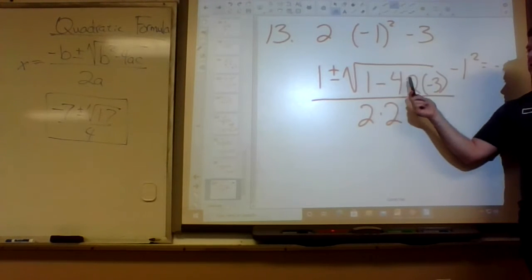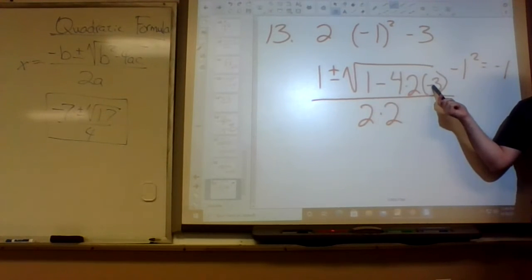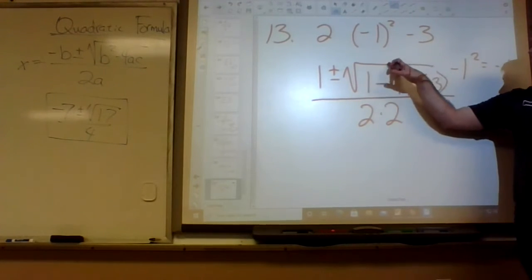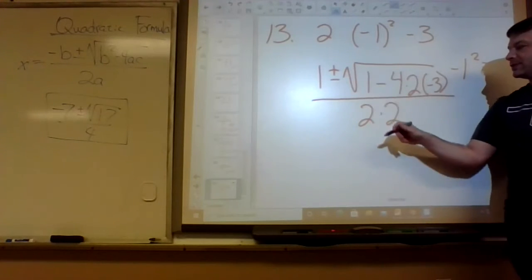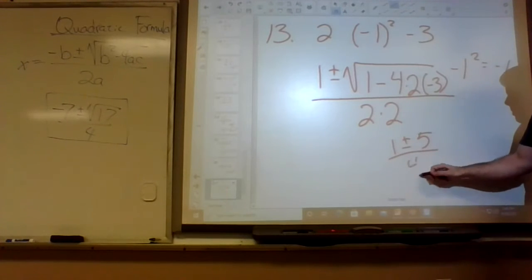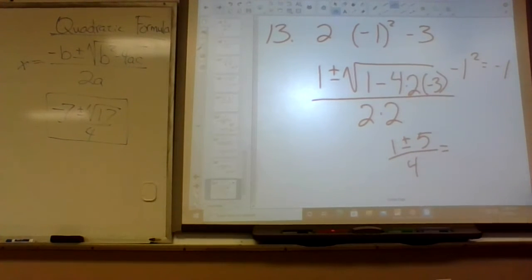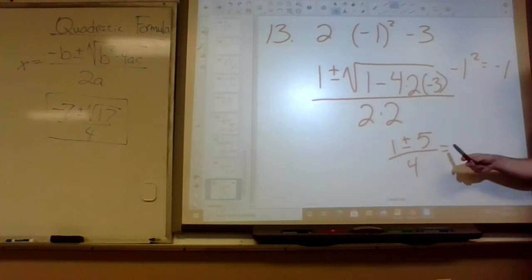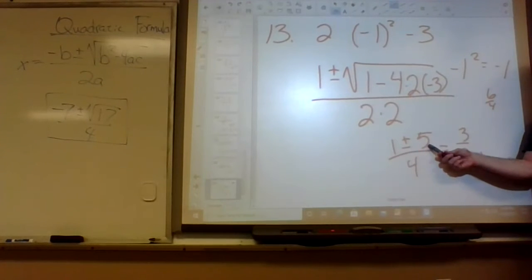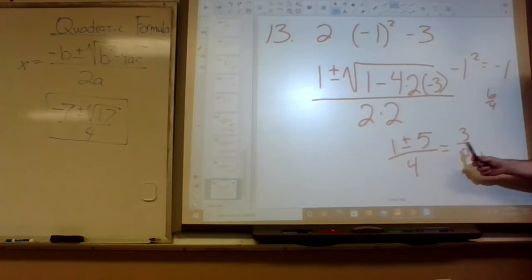So this is really 1 plus 24. If you plug this in your calculator, that should be 25, the square root of 25 is 5, so it's 1 plus or minus 5 over 4. What's 1 plus 5? 6 over 4, which is 3 over 2. What's 1 minus 5? Negative 4, negative 4 over 4, negative 1.